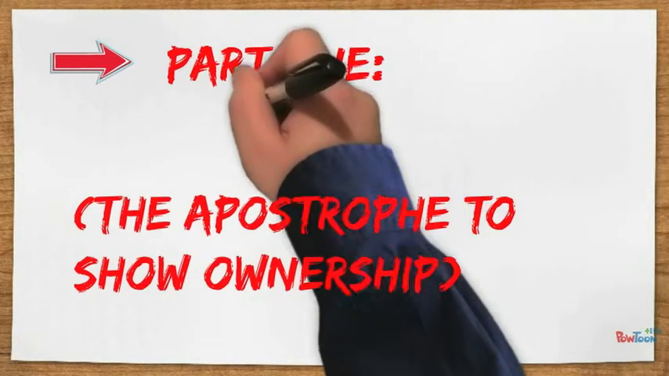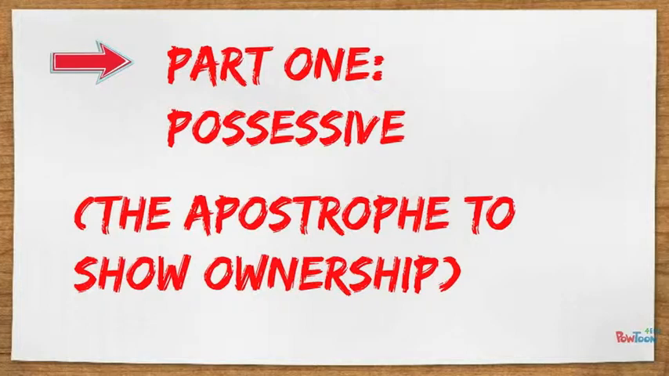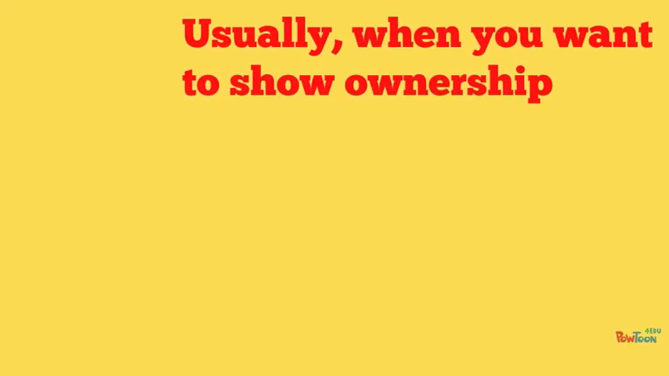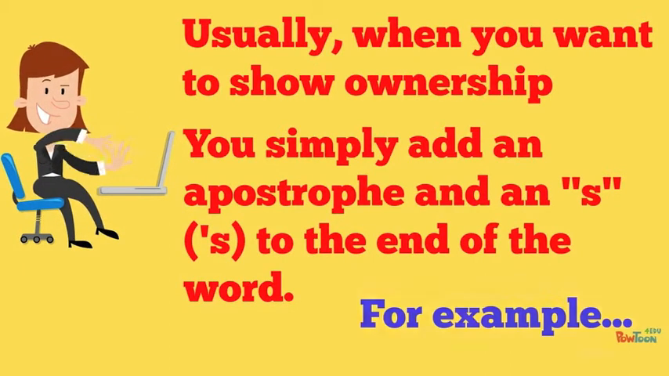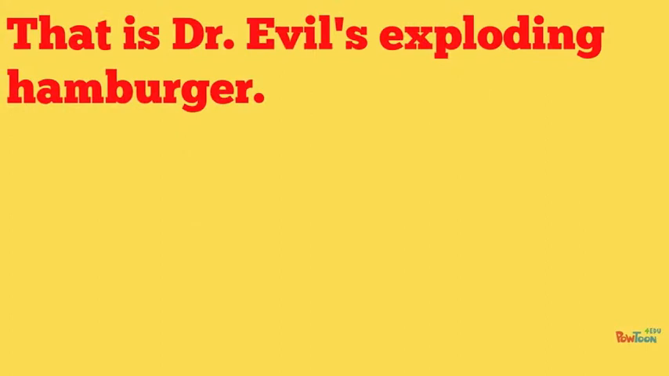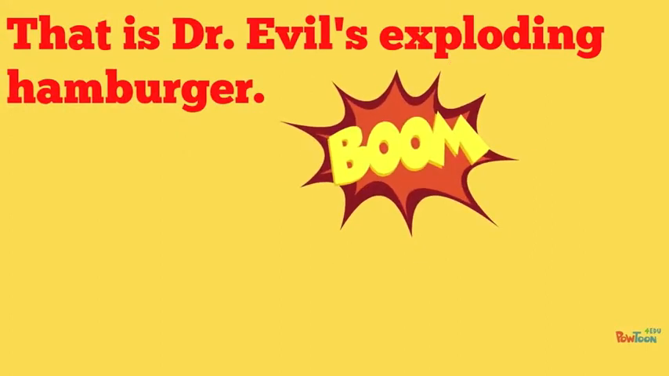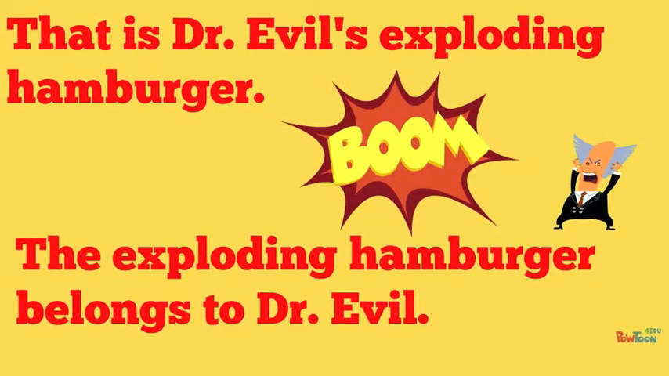Part 1. Possessive, the apostrophe to show ownership. Usually, when you want to show ownership, you simply add an apostrophe and an S to the end of the word. For example, that is Dr. Evil's exploding hamburger. The exploding hamburger belongs to Dr. Evil.